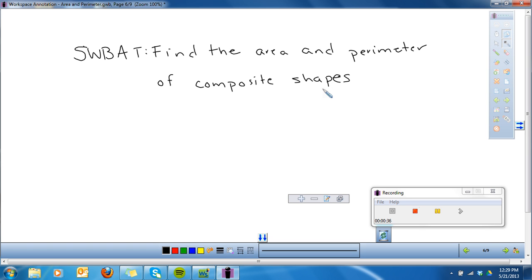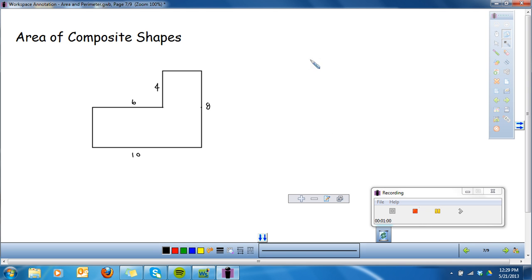Now, just like with any other video, as we go through this, if you're feeling like you need to copy something down, or you feel like you need to slow down, just pause the video, copy down any notes that you need to, and then resume. Okay, so let's get right into it. We're talking about composite shapes today. So I want you to go ahead and pause the video, write a title on the top of your notes, area of composite shapes, and copy down this diagram.